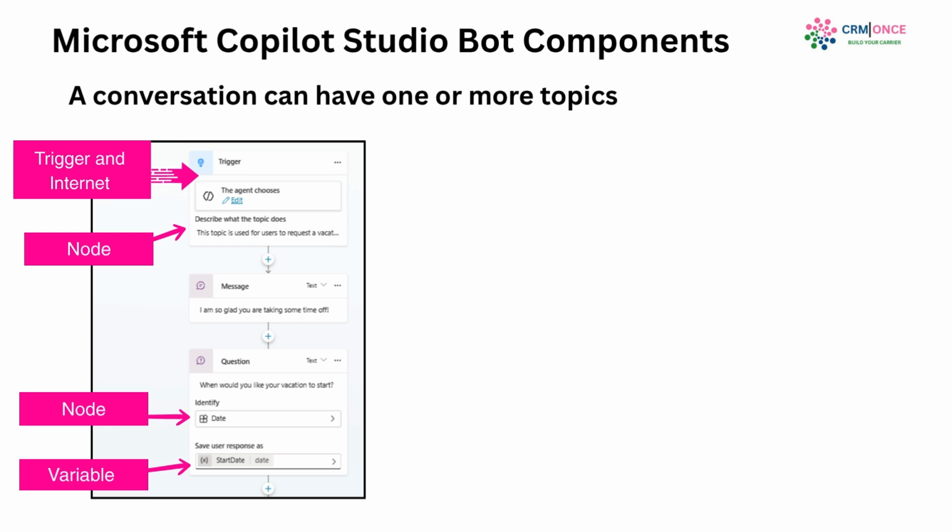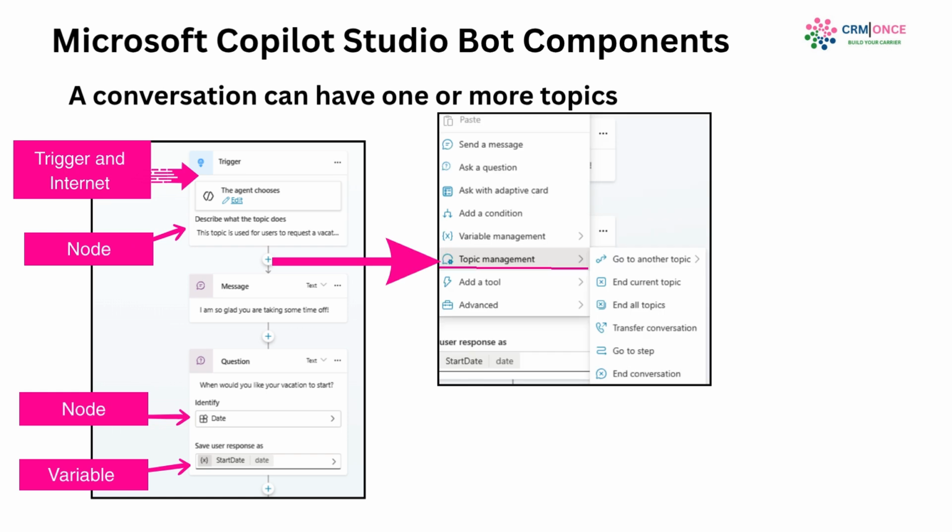Variables. Responses from users, like a vacation start date, can be captured and stored in variables. These variables can be reused within the topic or across multiple topics. You add these by clicking the plus icon, which brings up a menu of options like sending messages, asking questions, or redirecting to another topic.